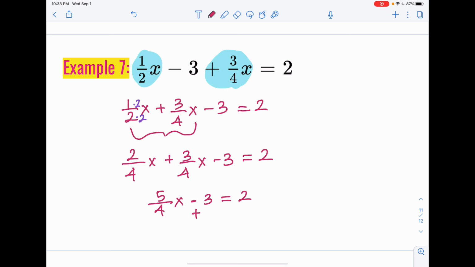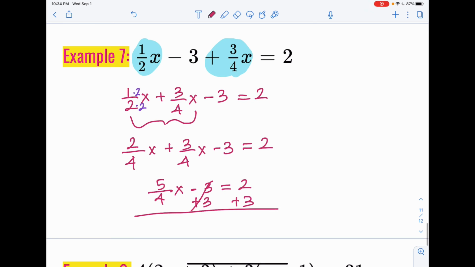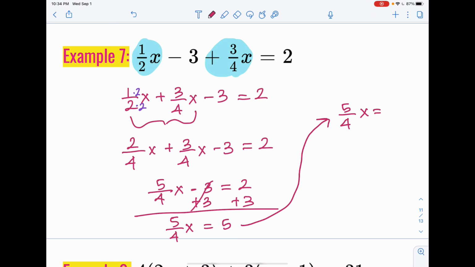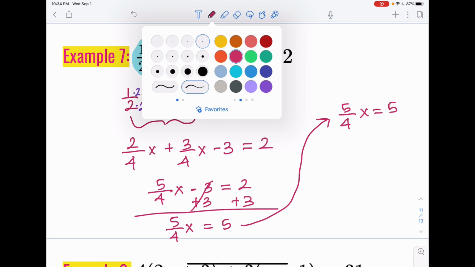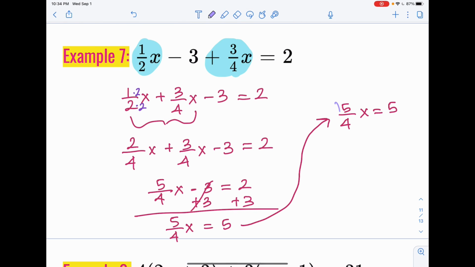And then let's add 3 to both sides of the equation. And then from here, 5 over 4 x is 5. Let's continue here. We have 5 over 4x is equal to 5. And let's multiply both sides of the equation by the reciprocal of the coefficient, which is 4 over 5.